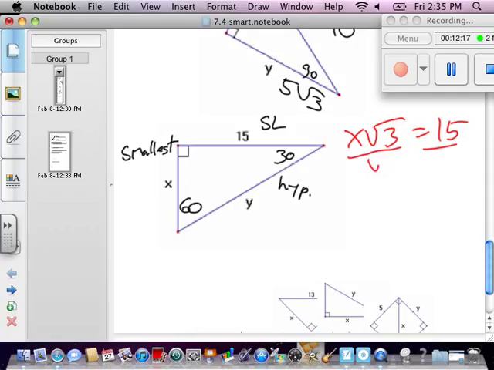I heard a couple of divide by 3. Remember, it's square root of 3. How do I get rid of this square root of 3 on the bottom? Multiply the square root of 3 by the square root of 3. So I get 15 square root of 3 over 3. Does 3 go into 15? Yeah. How many times? 5.